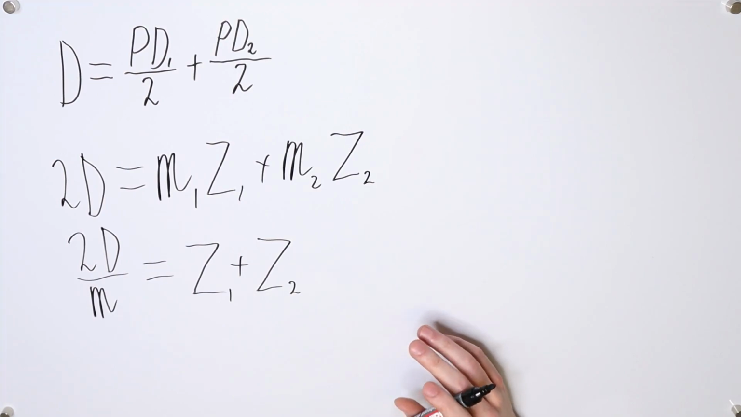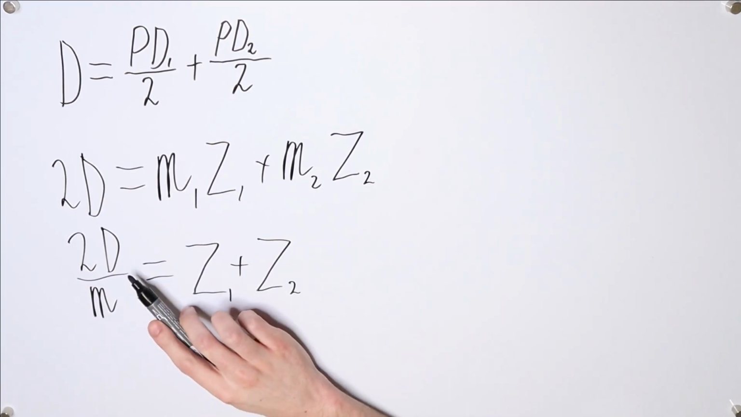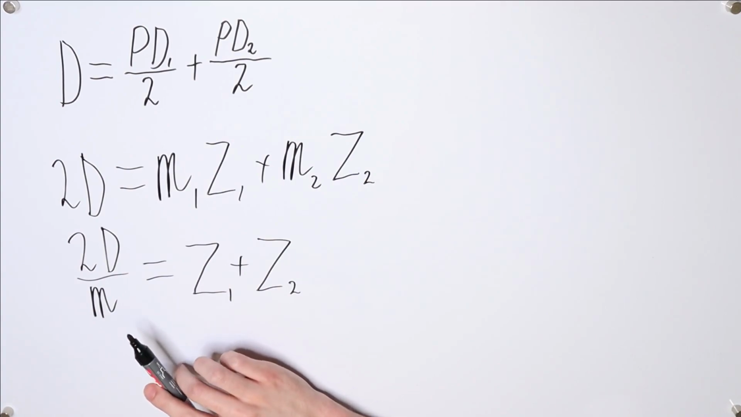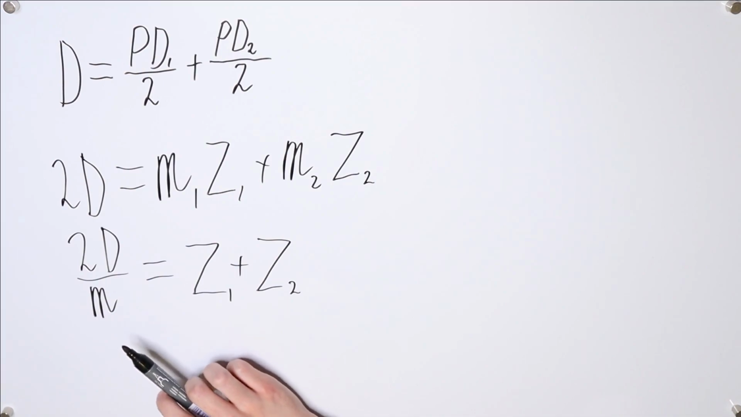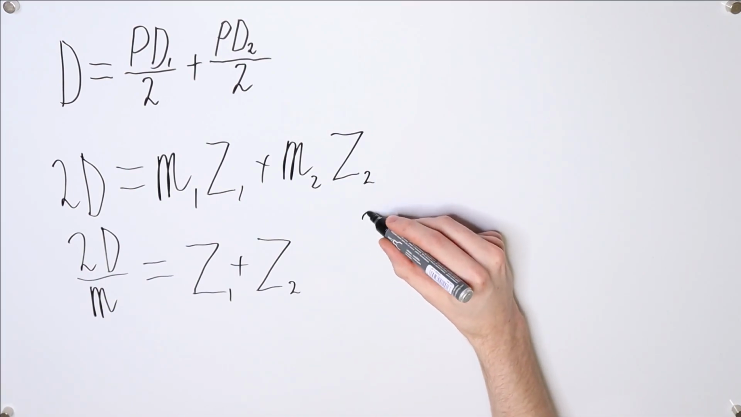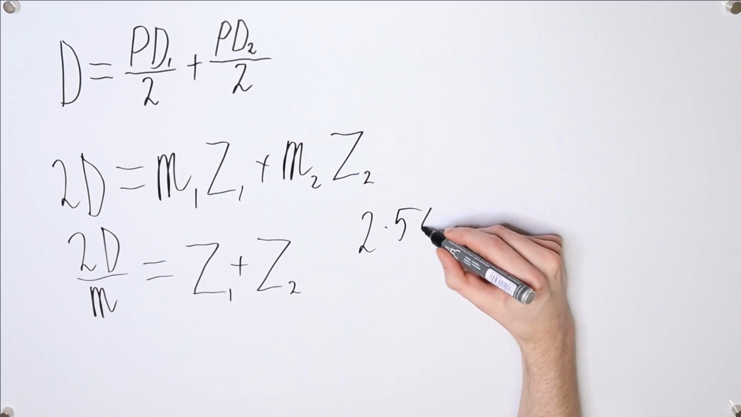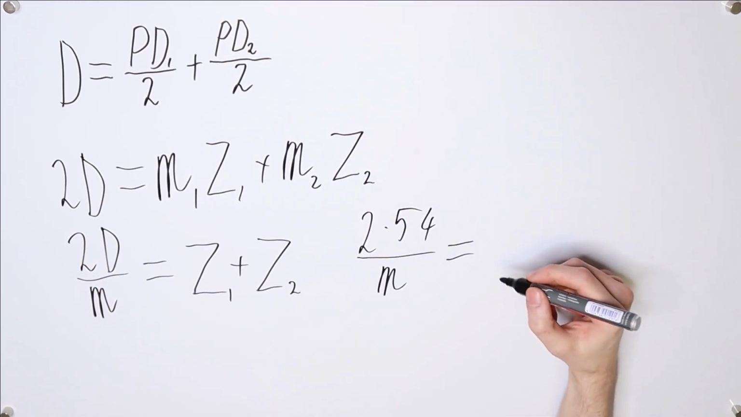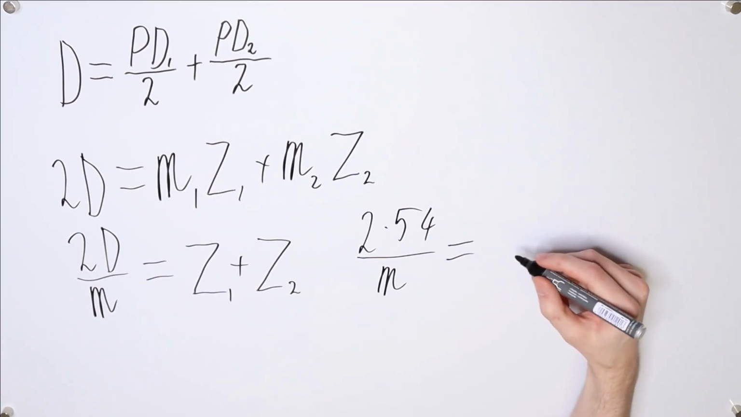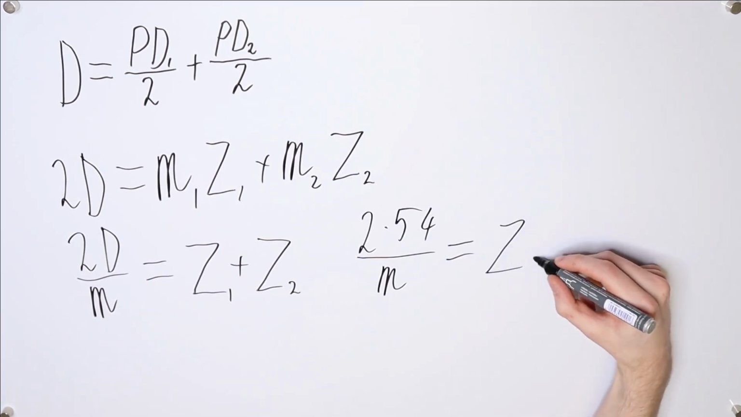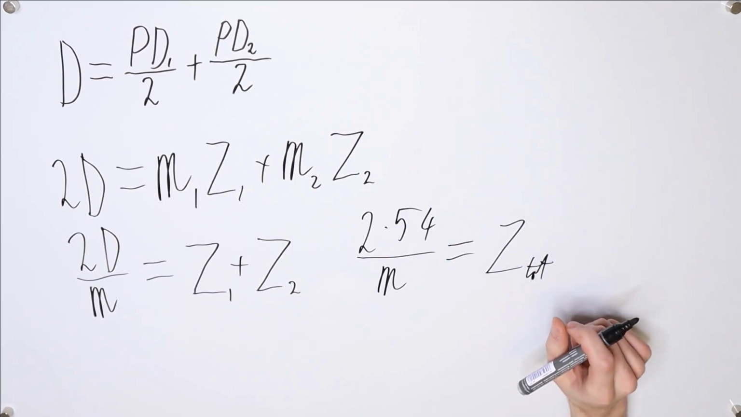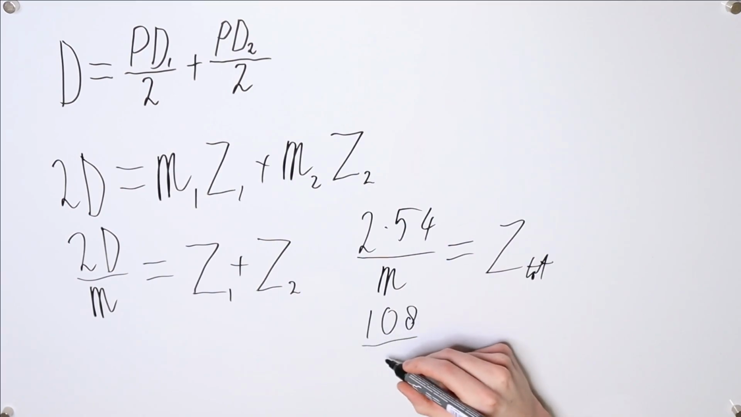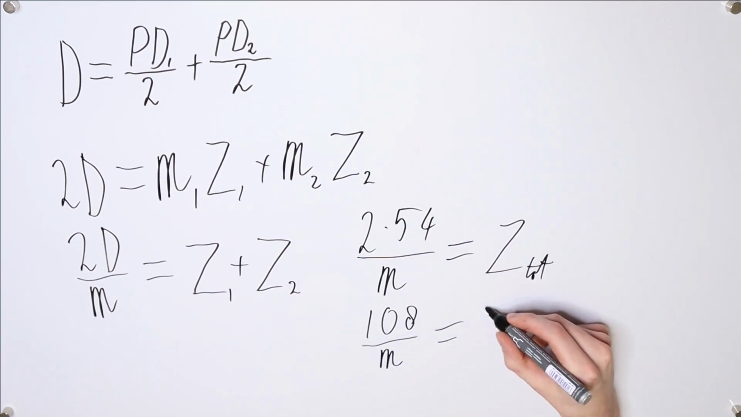And this now allows you a way to select a module and a matching distance between shafts, depending on which you can change and which you can't, that will actually work. So in my case, 2 times 54 divided by the module has to be the total tooth count, but at least some integer. So let's call that the total number of teeth. And so 108 divided by the module has to be some integer.